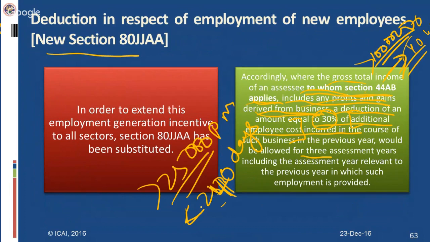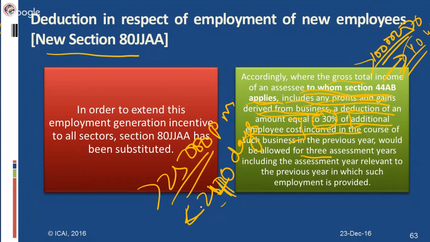And an employee who does not participate in a recognized provident fund is also excluded. He should be participating in a recognized provident fund. So who are the employees who will qualify? Those who draw a salary of up to 25,000 per month, who are employed for 240 days or more in a year, and who participate in a recognized provident fund.